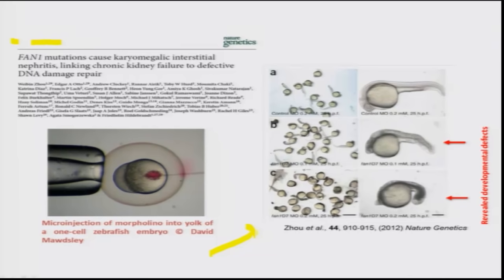Here your approach is unbiased. You are not looking at any one gene, you are looking at every gene. Every end product is the functional outcome in regard to kidney, or skeletal development, or mitosis. You are looking at the process, and you are looking at all the genes that are involved in the process. So you are able to identify all the genes involved in that particular process.